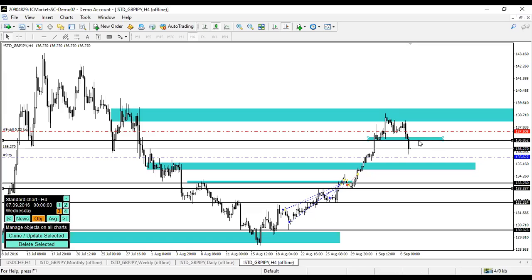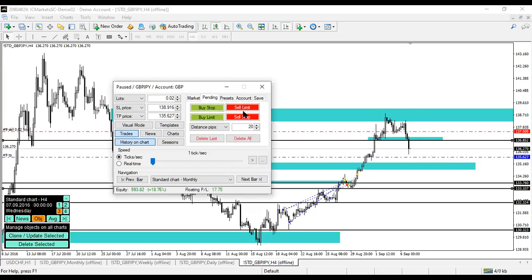So once price comes back up to retest this level, then we can look for the sell option again. Also, we can put a sell limit order here as well. So let's go with the sell limit order here. And what is the price here? The price is 136,852, and our stop loss would be above this level.